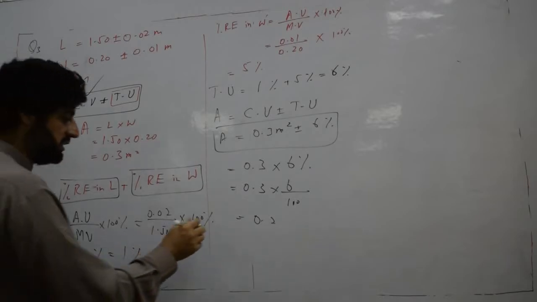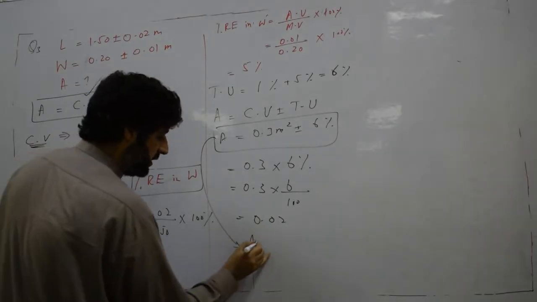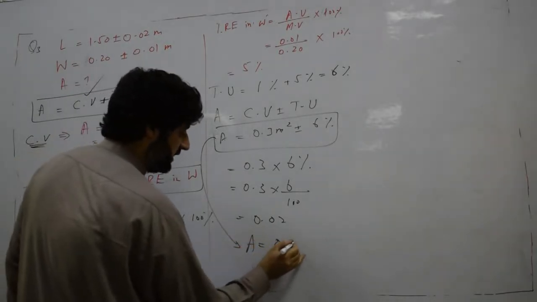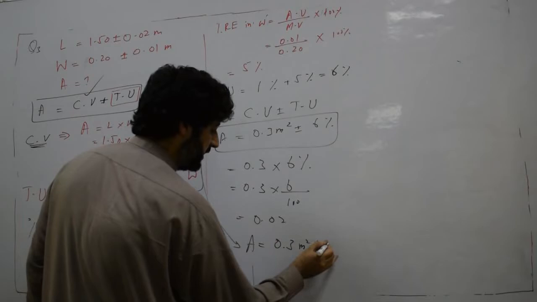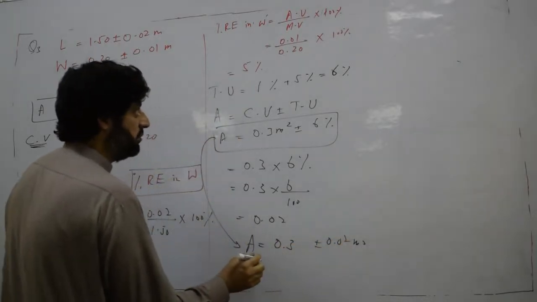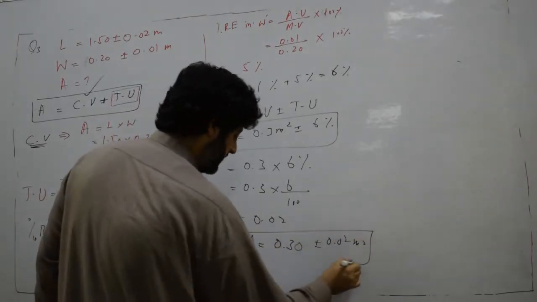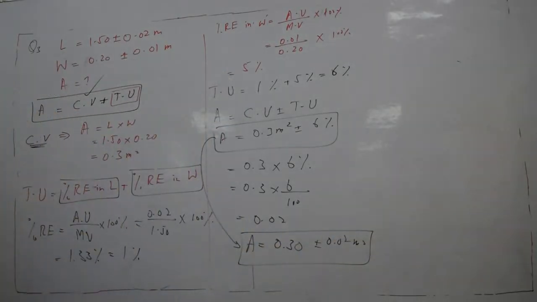It is 0.02. So the answer for the area will be 0.3 meter square plus minus 0.02 meter square. Okay, that will be the correct answer for the area with uncertainty. Okay, this is question number 3.